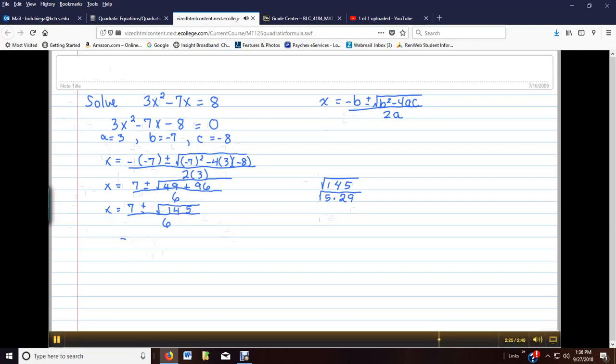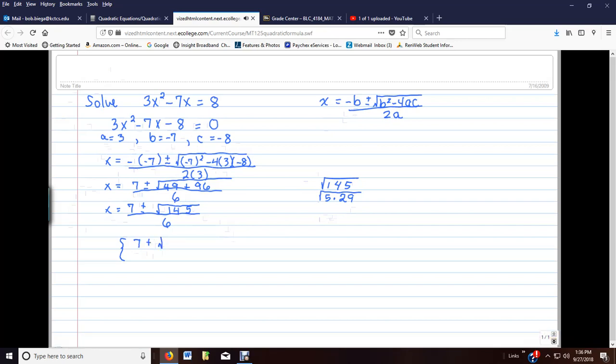Now, when we put this in set notation, there are two solutions. 7 plus the square root of 145 over 6, and 7 minus the square root of 145 over 6.